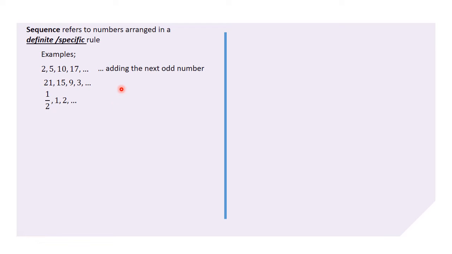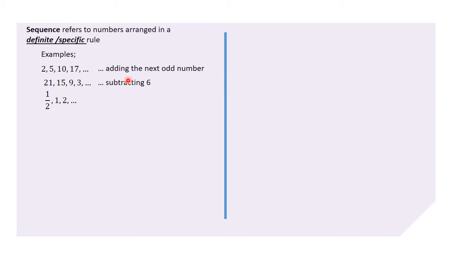However, in the first case, we are adding the next odd number to obtain the next number. For example, 2, and if you get 2 plus 3, you get 5. And from 5, I add 5, which is the next odd number after 3, to get 10. Then from 10, I'll add the next odd number from 5. That is, I add 7 to get 17. That means to get the next number, I will need to add 9.